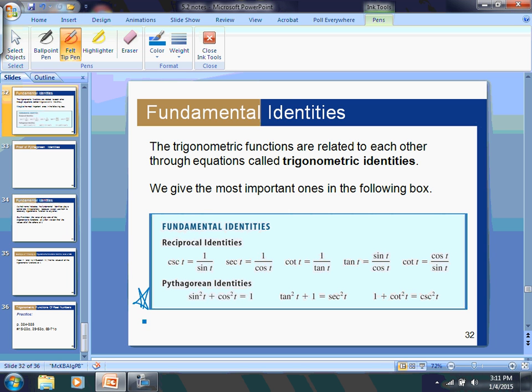These new ones, though, these Pythagorean identities, these we haven't seen a lot yet. You probably didn't see them much in Algebra 2. You might have seen this first one, the Pythagorean identity here, okay? But I'm going to show you where that comes from and where these other two come from as well.